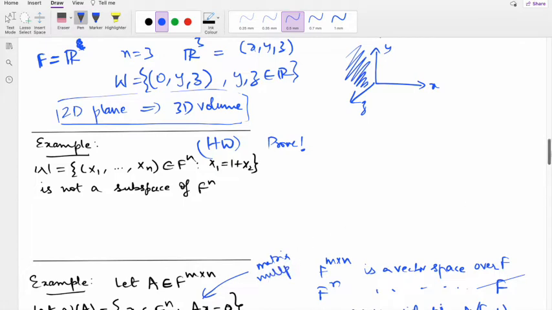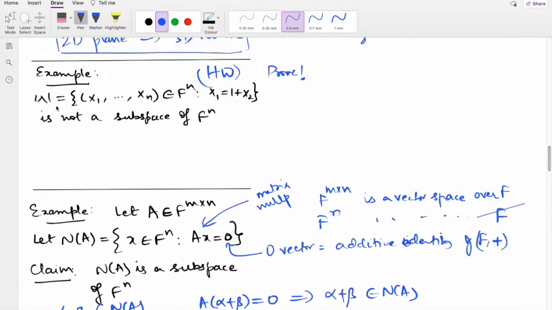Okay. So one very straightforward idea is that any subspace should have a zero vector in it, right? Because it's a vector space in itself. So what we need to check is whether the zero vector belongs to this W or not, right?